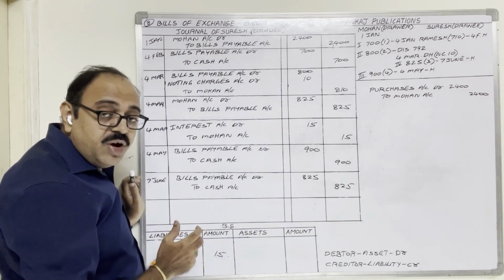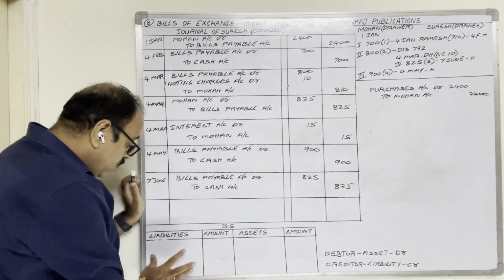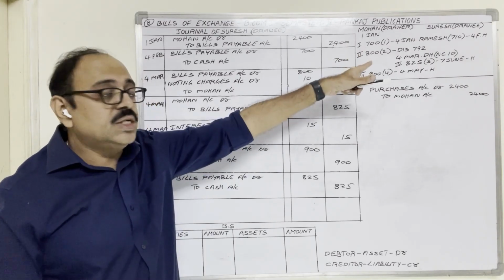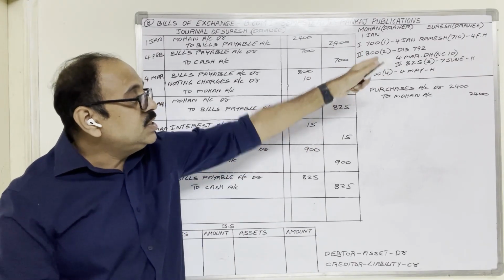And in that 825, interest 15 is also there. So this creditor interest account also will get cancelled. 7th June, bills payable account debtor to cash account 825 rupees. Narration, being 4th bill is honored. With this, Suresh journal, Roy's journal is completed. Now come to Ramesh journal.